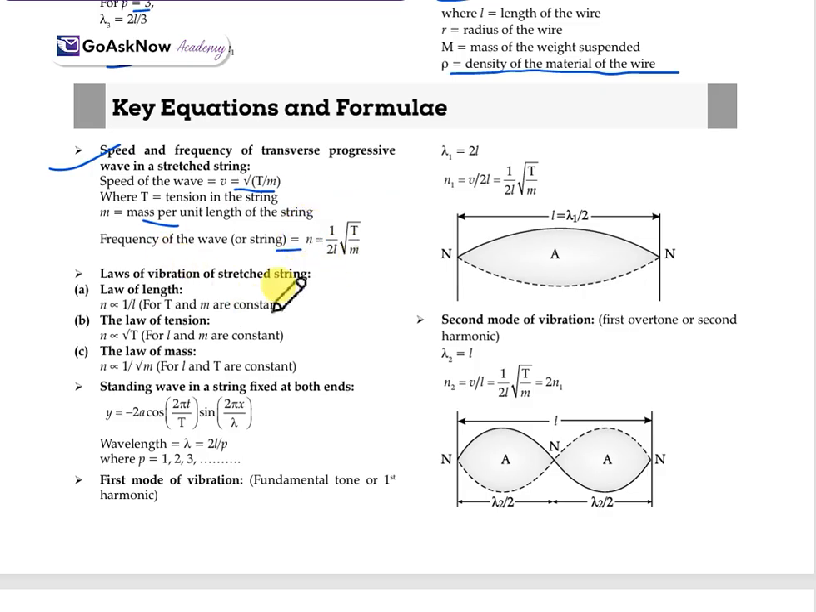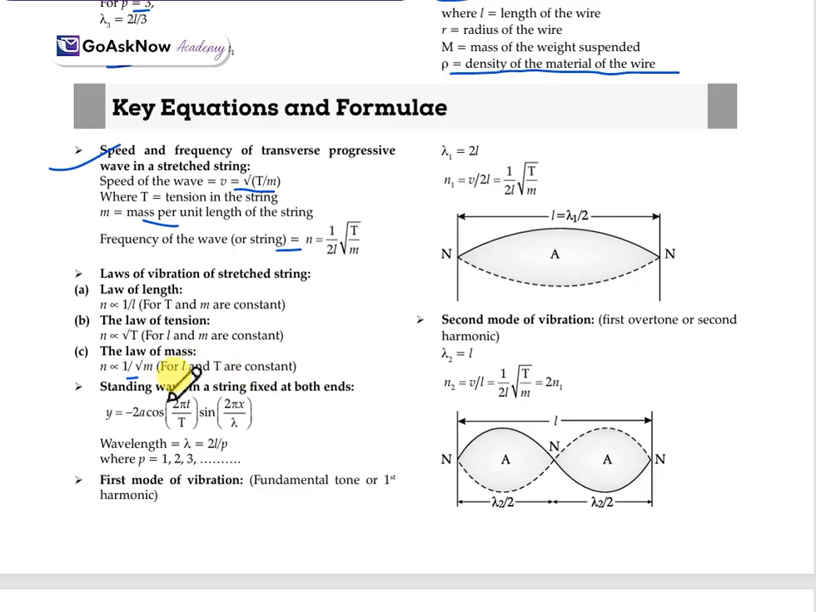Laws of vibration of a stretched string. Law of length: n is inversely proportional to L, where T and m are constant. The law of tension: n is directly proportional to square root of T, where L and m are constant. And for the law of mass, n is inversely proportional to the square root of m, where L and T are constant.